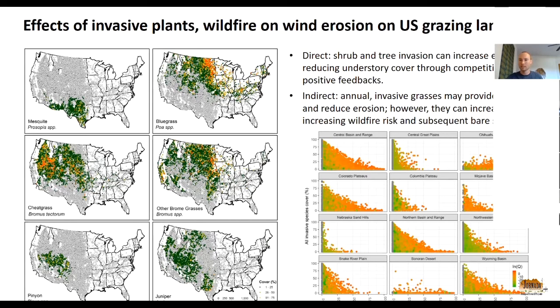So in the Chihuahuan Desert here, the main invasive species that we're looking at is mesquite, which has a pretty direct effect on wind erosion. So increasing mesquite cover is typically associated with reduced understory cover and increased sediment transport rates. Whereas in other regions like the Great Basin, where we have cheatgrass and other brome grasses, we see that increasing invasive species cover is typically associated with reduced wind erosion risk as a first order effect. But the second order effect is that those invasive species increase wildfire risk, which can have a massive effect on wind erosion as a feedback or a second order process.